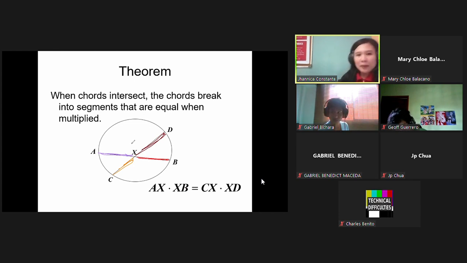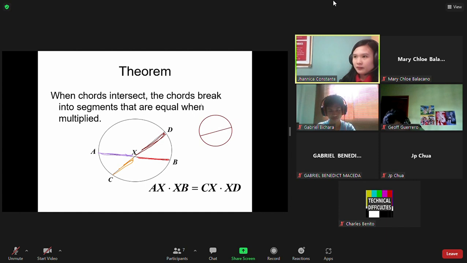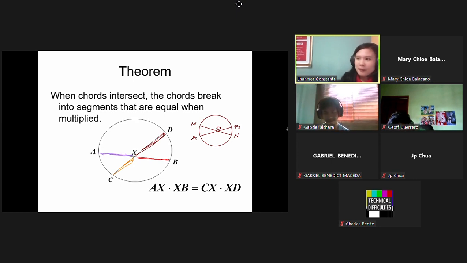For example, we're going to apply it in a circle, and we need to find the measurement of a specific segment. For example, this is our circle. We have chord MN and another chord. The two chords intersect in a point which is O. So we form segment MO, segment ON, segment OA, and segment OB.